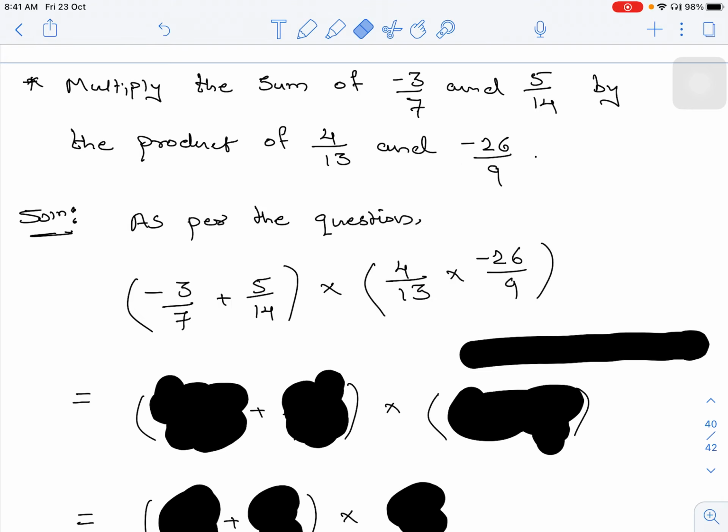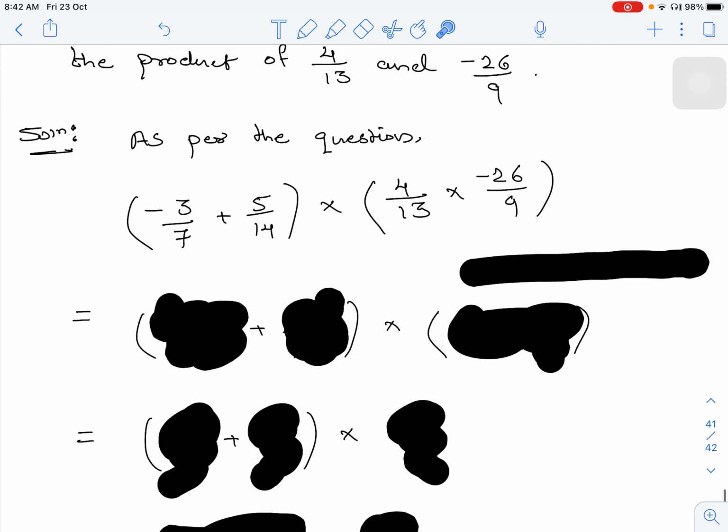Okay. So as per the question, what do we get? We have to multiply the sum of these two numbers. So we have written the sum, sum means plus, of minus 3 upon 7 and 5 upon 14. This we have to multiply by the product. Product is also given by the multiplication sign, so 4 upon 13 and minus 26 upon 9. Okay. After this our regular procedure, but keep one thing in mind: here it is given plus and here it is multiplication. So here we have to take the LCM of the denominators.